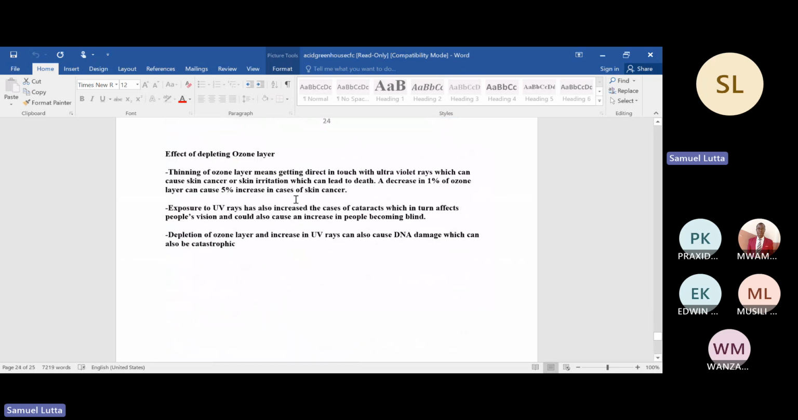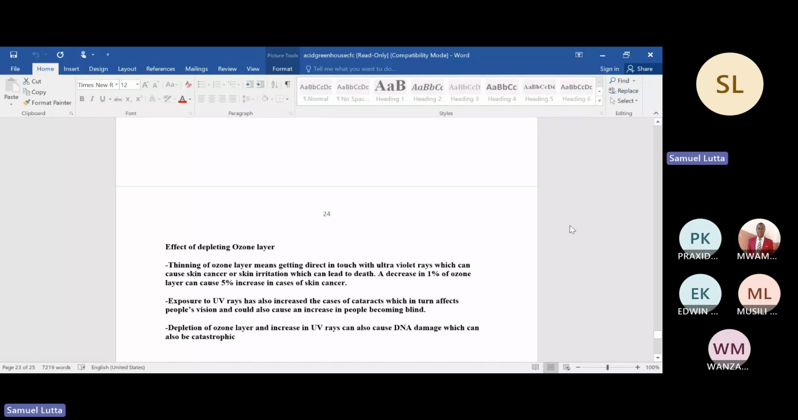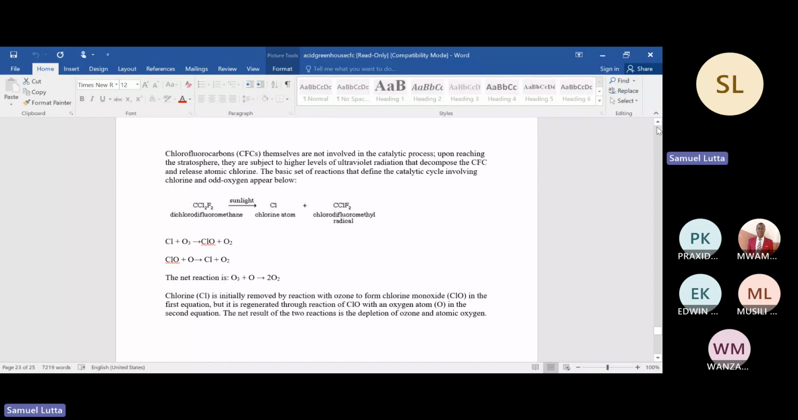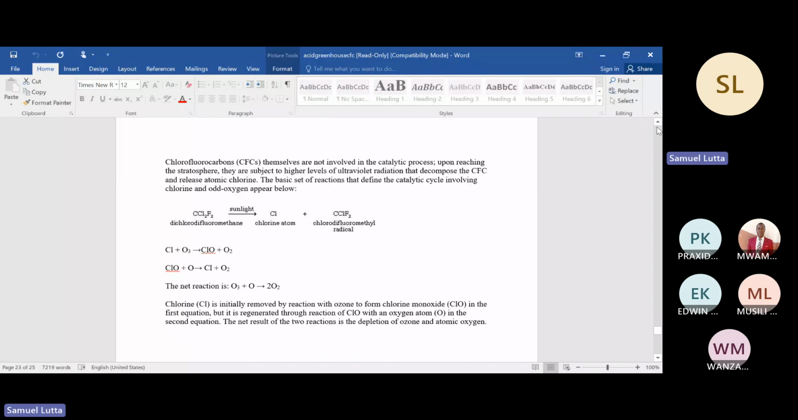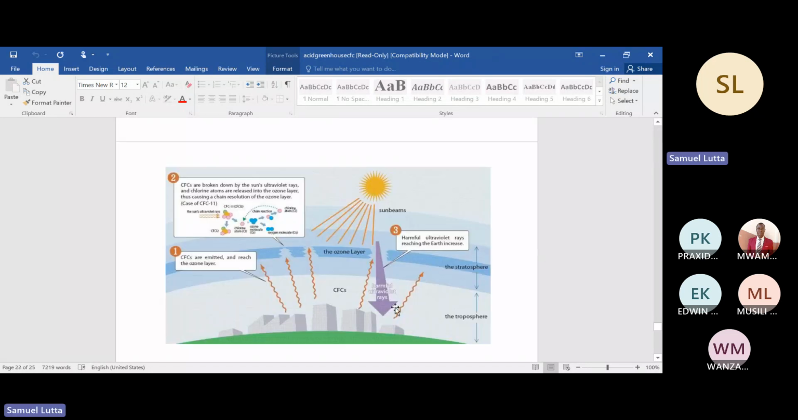We have talked about the effect. So the effect of depletion of ozone, we have said the radiations cause cancer. Exposure to this can also affect the eyes and cause what we call cataract, which can affect the vision. And then we also say it affects DNA. And when it affects DNA, we know it's the one responsible for the formation of the chromosomes. So when they are affected, then you can have what we call mutation. I don't know if there is any question up to there.